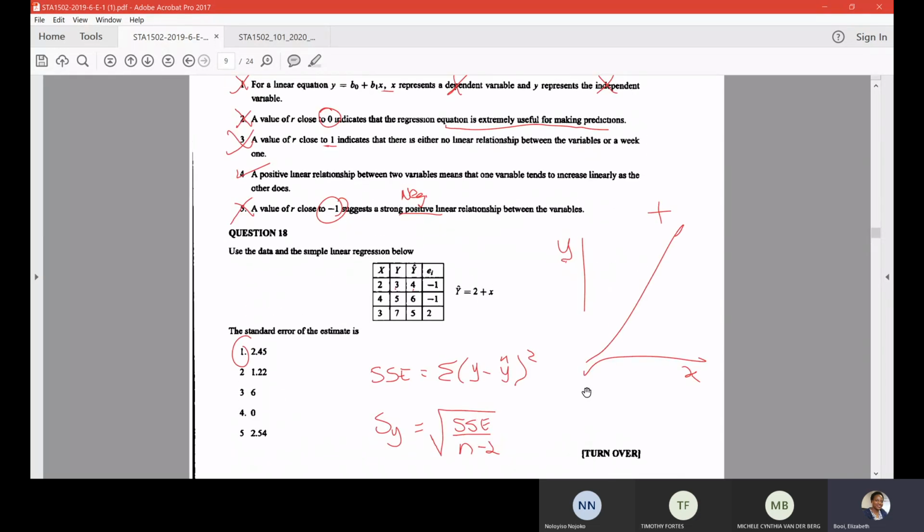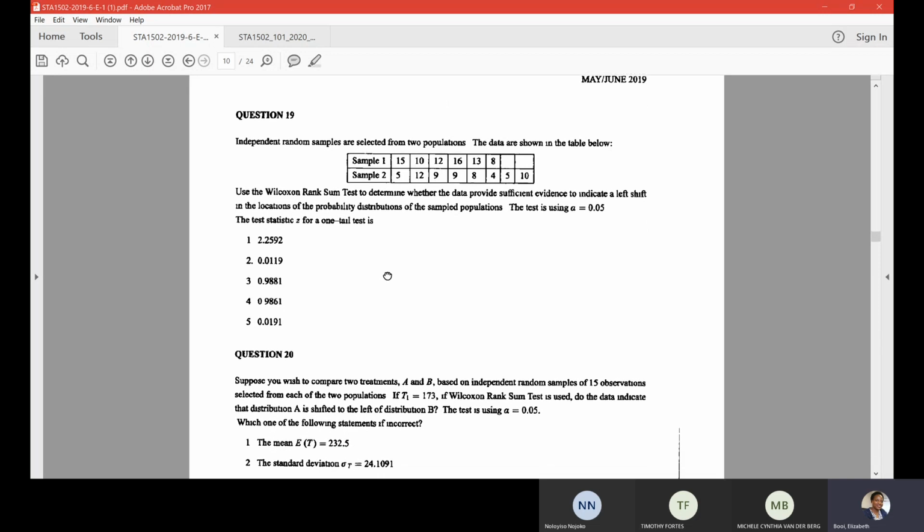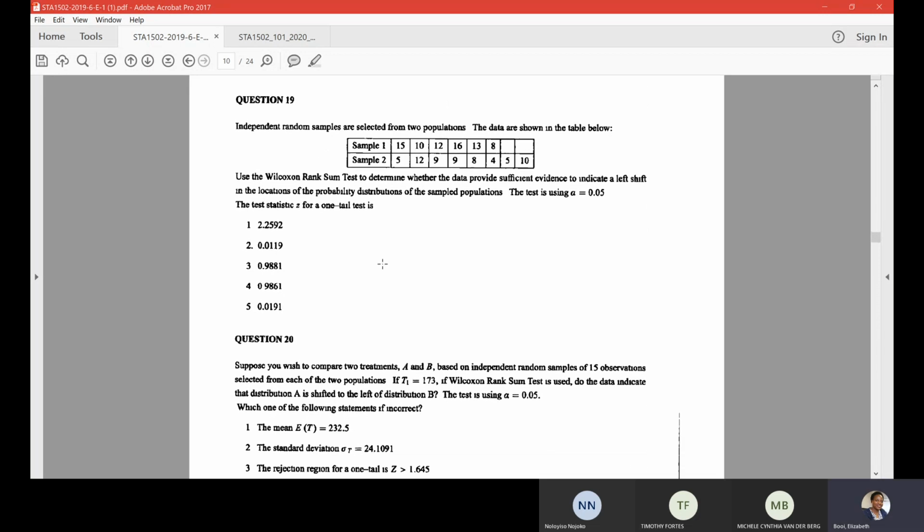Okay, so we were on number 18. We left with 15 minutes. You will have to answer some of the questions on your own then as well. This is the Wilcoxon rank sum test. Sorry. They want you to calculate the test statistic here. So in the next 15 minutes, I'm just going to give you the hints on how to answer some of these questions as well.